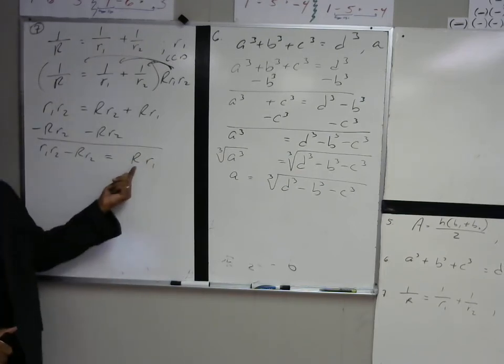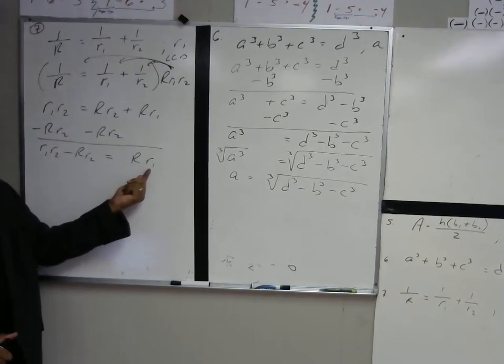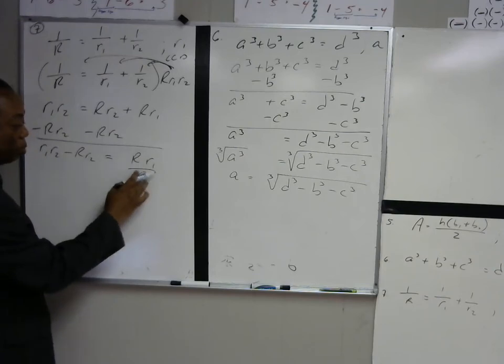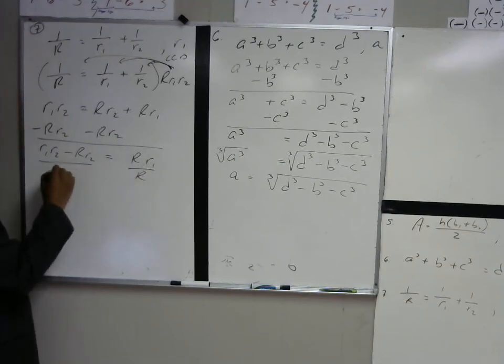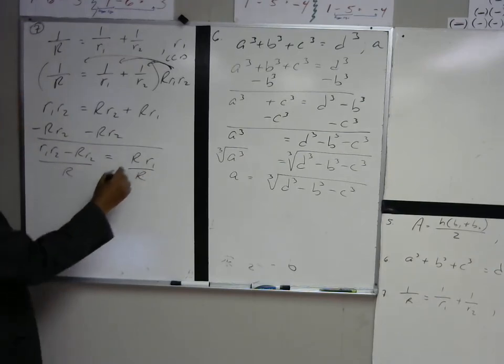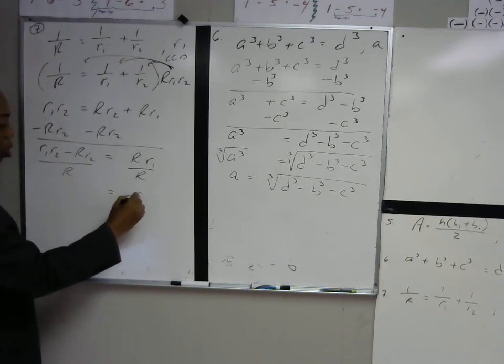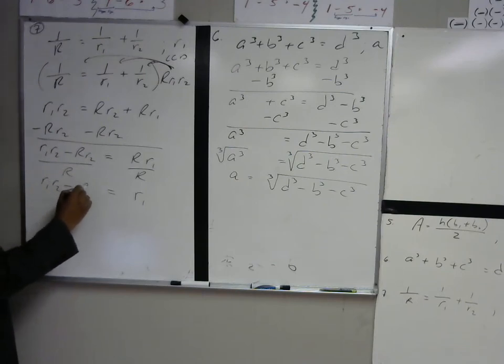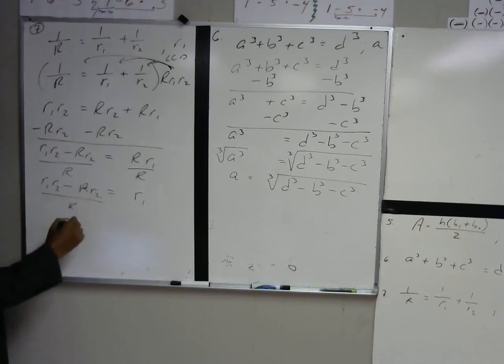Next, we want to get rid of the multiplying R, so we have R1 by itself. So we'll use the dividing R here, and then a dividing R over here. These cancel, and we're left with R1. Over here, nothing cancels, so we have R1 R2 minus R2 all over R.